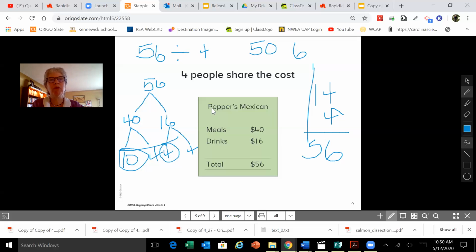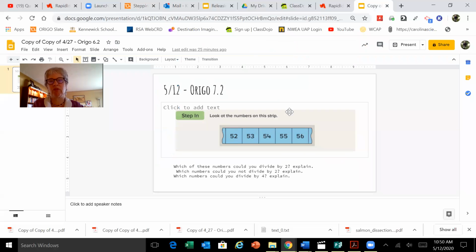Okay, so what I'm going to do here is show us our journal entry. Let's see if I can show this. So we've got 3 problems in one. I've got a strip of numbers, 52, 53, 54, 55, and 56. So this is just a strip. And then I've got 3 questions, and this is what I want you to answer in your journal. Question number 1 is, which of these numbers could you divide by 2? I want you to explain to me. So don't just say, it's going to be 52.